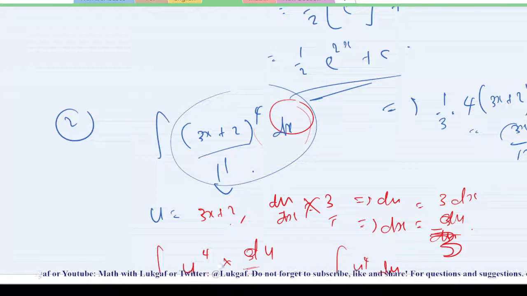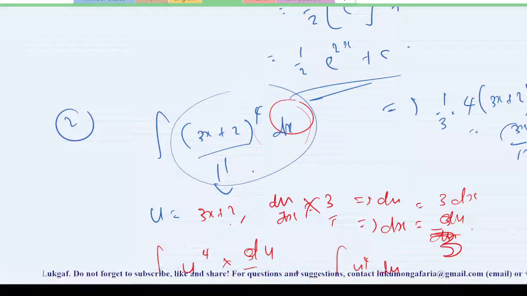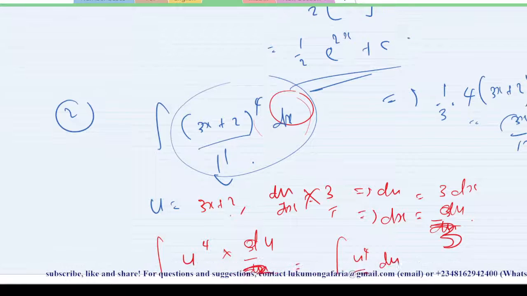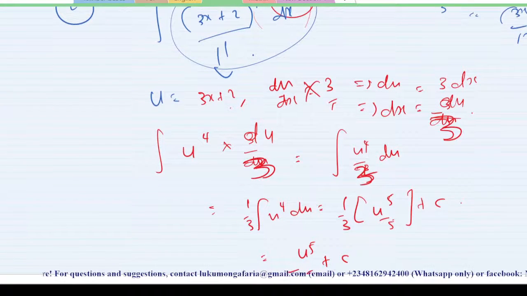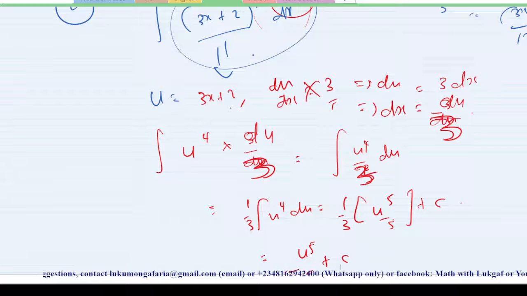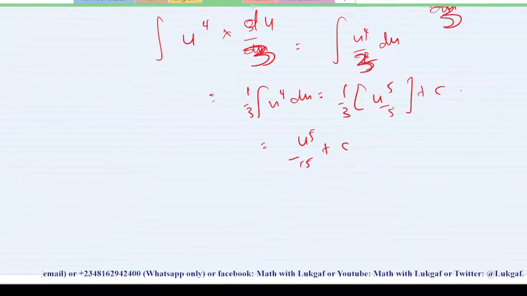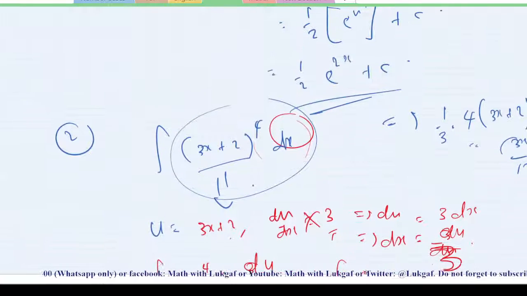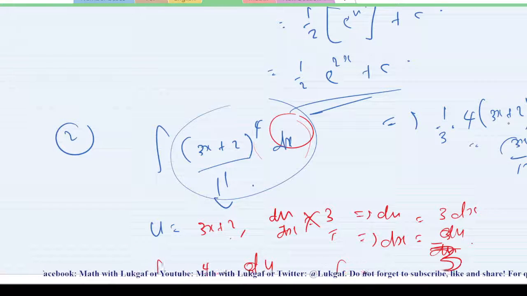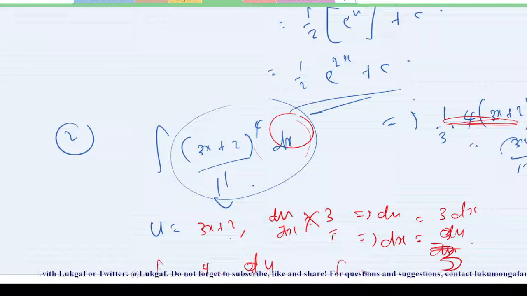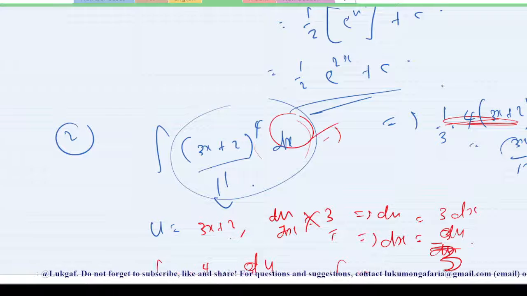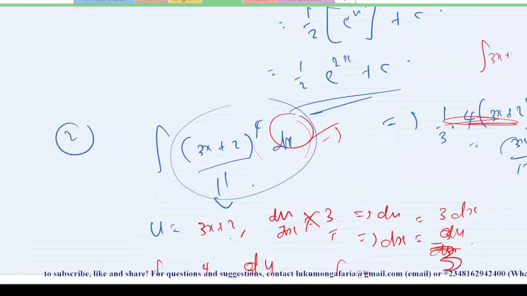I think we made a mistake here. We didn't get the same result. Let's see what happened. 3x plus 2, everything raised power 4. Yeah, I think we did the same thing. Let's see. If you differentiate this, oh sorry, you are going to integrate. I differentiated. So what you are going to do is, you have integral 3x plus 2 raised power 4. I forgot we are integrating, not differentiating.